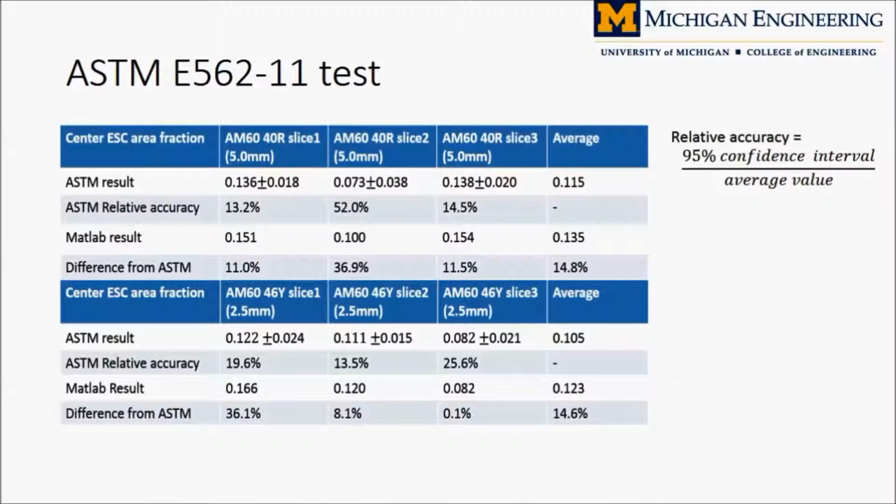In order to verify the validity of the MATLAB simulation result, a standard test method for determining volume fraction by systematic manual point counting, ASTM E562, was performed on AM60 samples. According to the table, most of the MATLAB simulated area fractions locate within the confidence interval of the ASTM result, and hence are reliable.